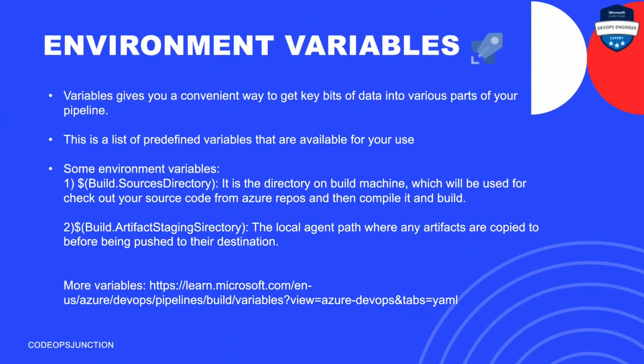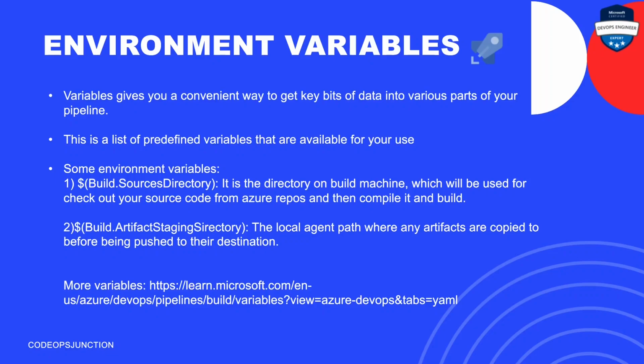So, environment variables. Variables give you a convenient way to get key bits of data into various parts of your pipeline. This is the list of predefined variables that are available for your use. Some environment variables: the first one is Build.SourcesDirectory. It is the directory on the build machine which will be used to check out your source code from Azure Repos and then compile it and build.